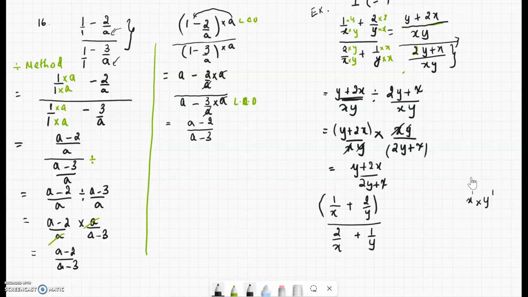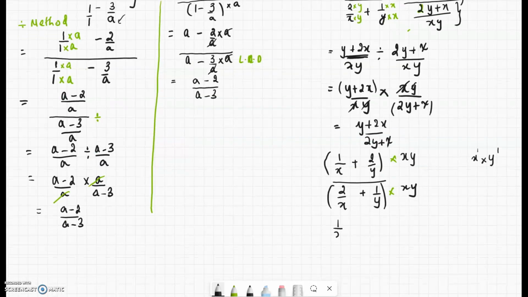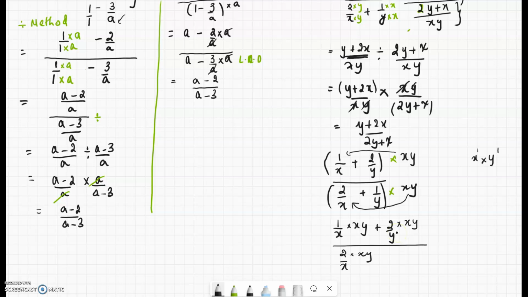So the next step is multiply the numerator and denominator with the LCD, the least common denominator, and that is xy. Distribute the xy, so it's 1 over x in the numerator times xy plus 2 over y times xy, divided by 2 over x times xy, so we're distributing the xy, plus 1 over y times xy.